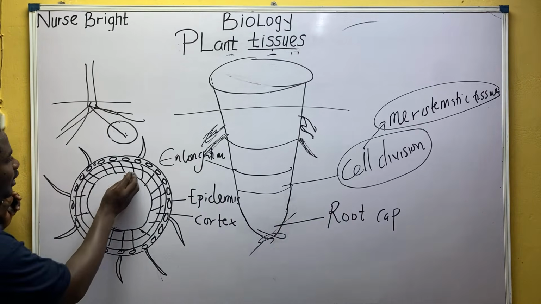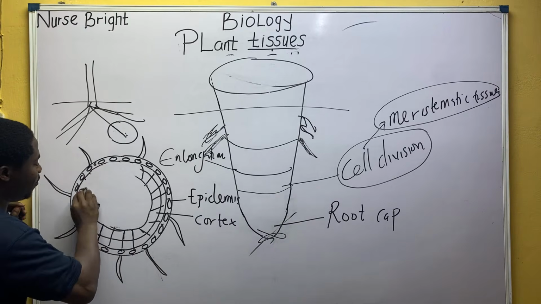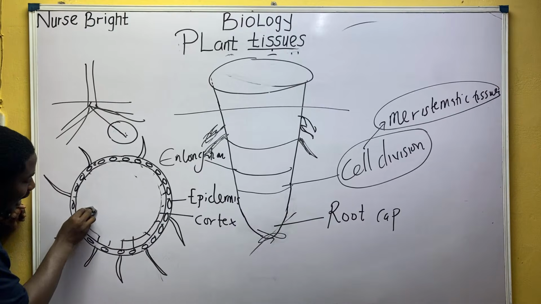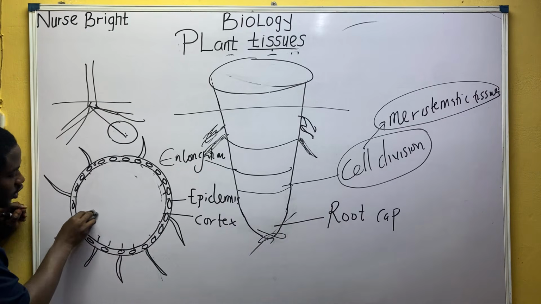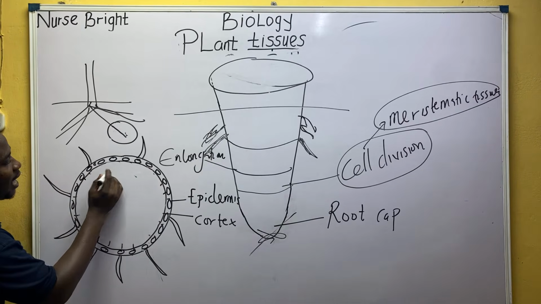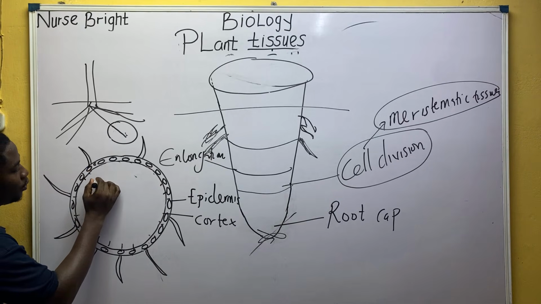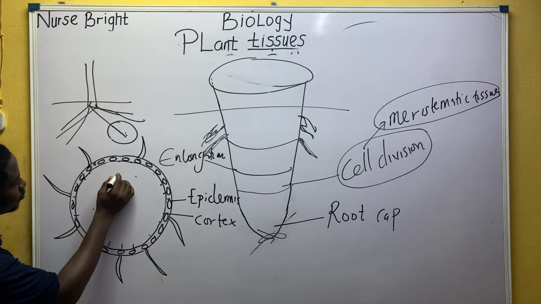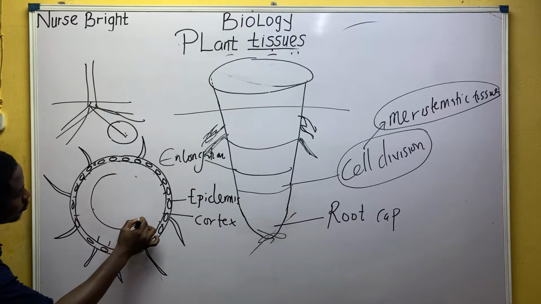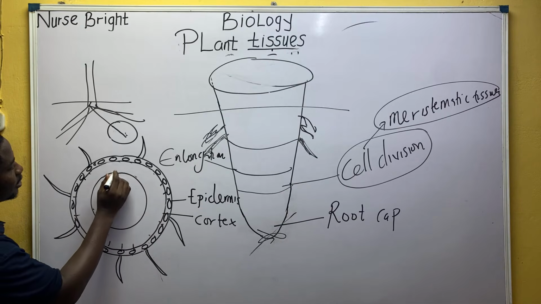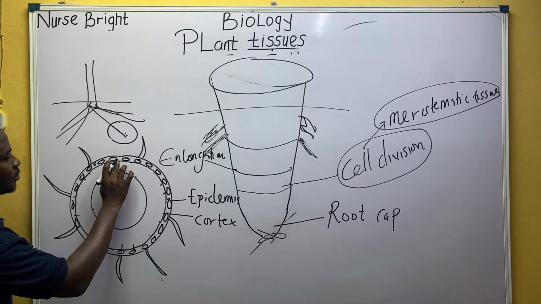Let me draw it properly. Let's do it again. They allow movement of gases in the root. Look at it, everybody, just pay attention. So let's draw another layer after the epidermis. This is the epidermis, right? So now this is the cortex region. So it's like this.